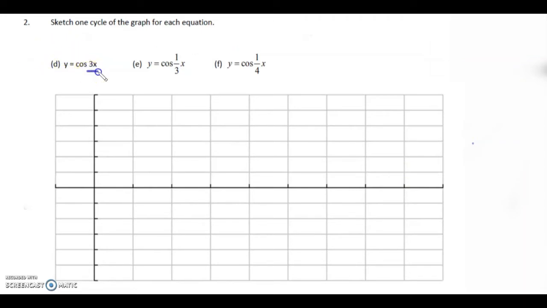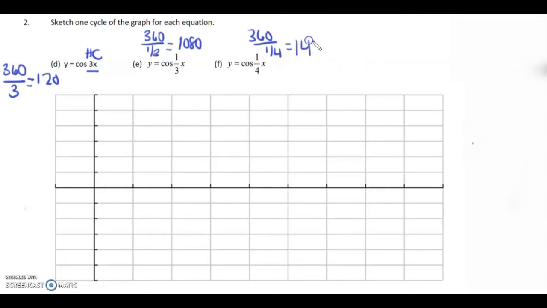Okay, so with the 3, we know that's a horizontal compression by a factor of 3. So instead of rotating in 360 degrees, we're going to rotate in 120 degrees. Okay, 1/3. We have 360 divided by 1/3. This is actually like multiplying by 3. So that whole rotation is going to happen in 1080. Okay, and then 360 divided by 1/4. That's like multiplying 360 by 4, which is 1440.